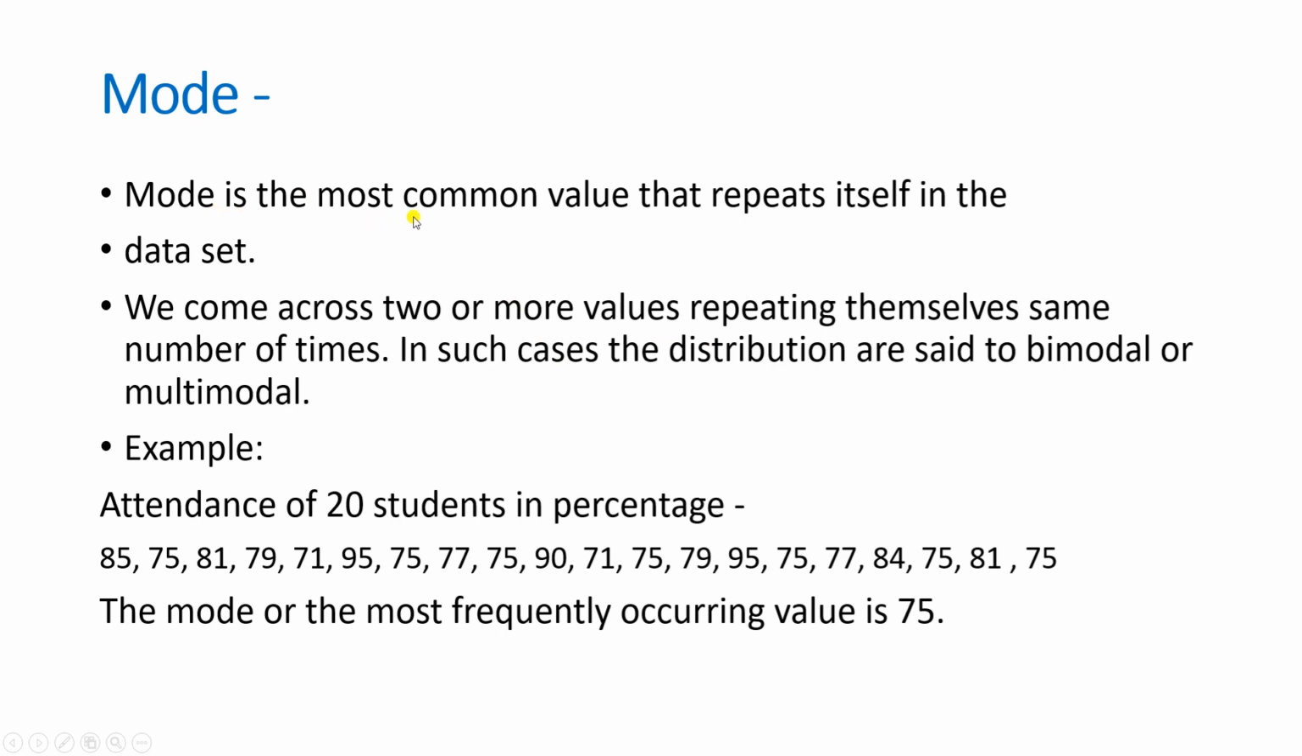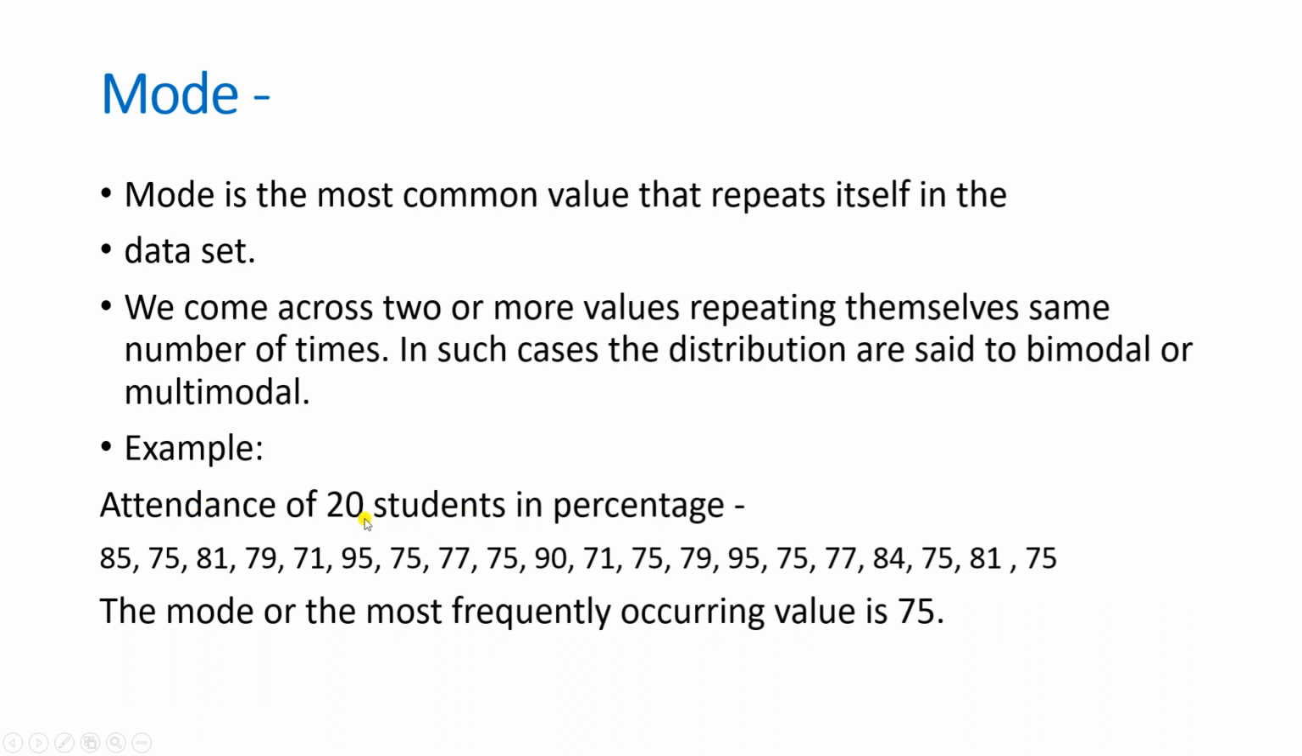Mode. Mode is the most common value that repeats itself in the data set. Sometimes we come across two or more values repeating themselves the same number of times. In such cases, the distribution is said to be bimodal or multimodal. So in a given data set, if there is one value which is present the maximum number of times, that is my mode. There may be two values or more than two values which are occurring more than once, then it can be bimodal or multimodal, right?